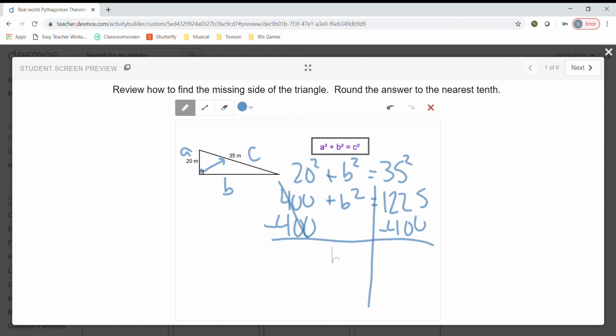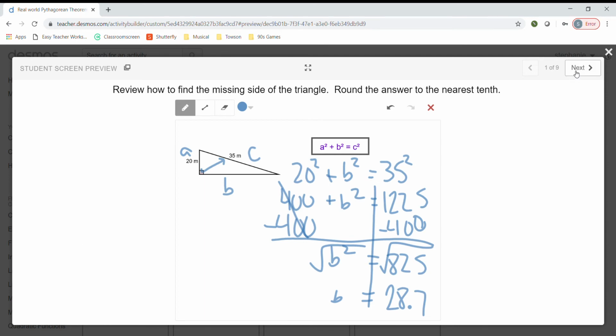This will cancel out. I'm left with B squared equals 1,225 minus 400, which is 825. My last step, remember I need to take the square root. So B is going to be equal to 28.7. So that will be my final answer for that particular problem.